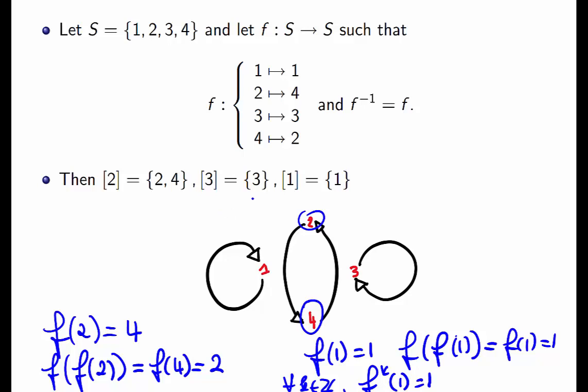And a similar observation holds for 3. So in this equivalence relation, we have 3 orbits: one of them is an orbit containing 2 elements, and the other 2 orbits are just singletons. All right.